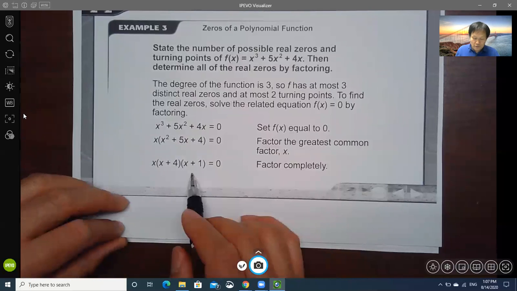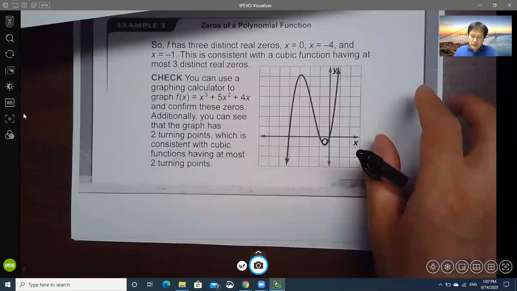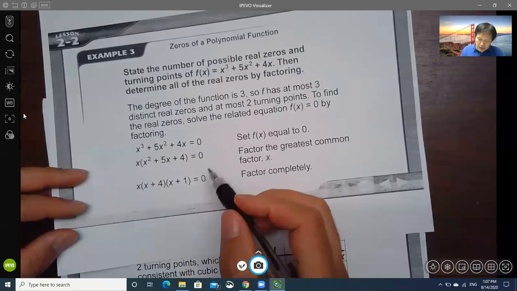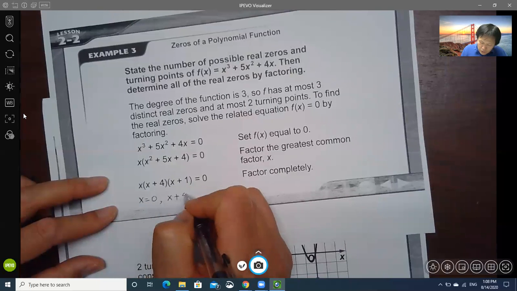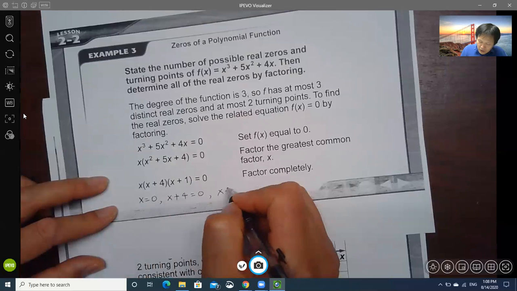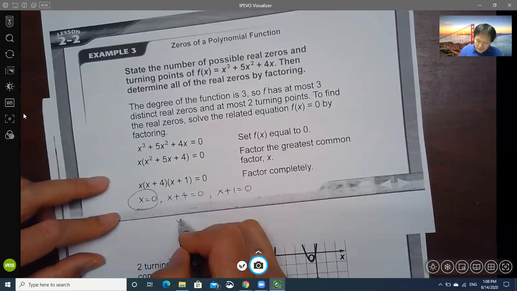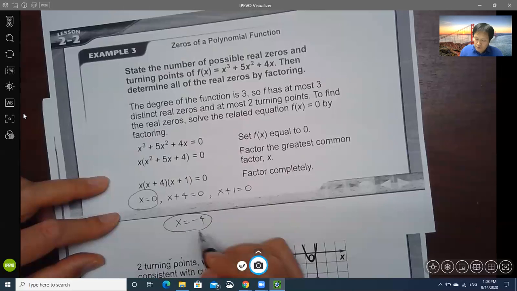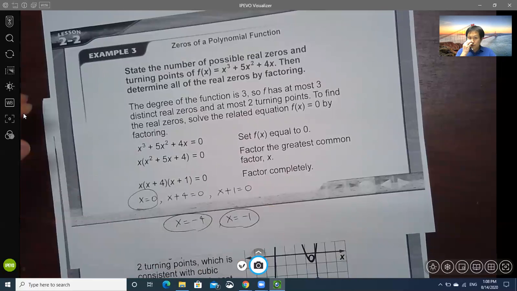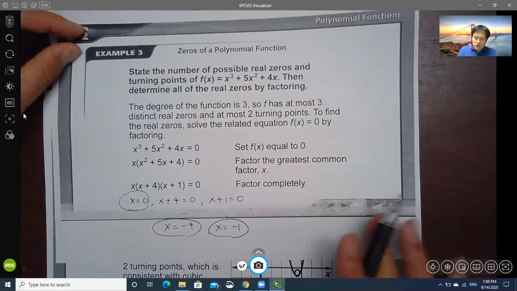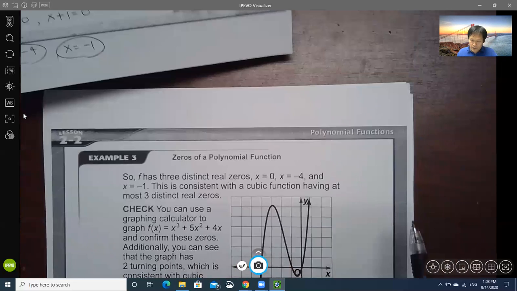Then you are solving for x. This times this equals 0. You can set each of them equal to 0. x equals 0 here. x plus 4 equals 0. x plus 1 equals 0. Solve for x. This one is done. Minus 4 on both sides, you get minus 4. Minus 1 on both sides, you get minus 1. You've got 1, 2, 3 zeros. So, determine all the real zeros by factoring. We got it, 1, 2, 3 of them.